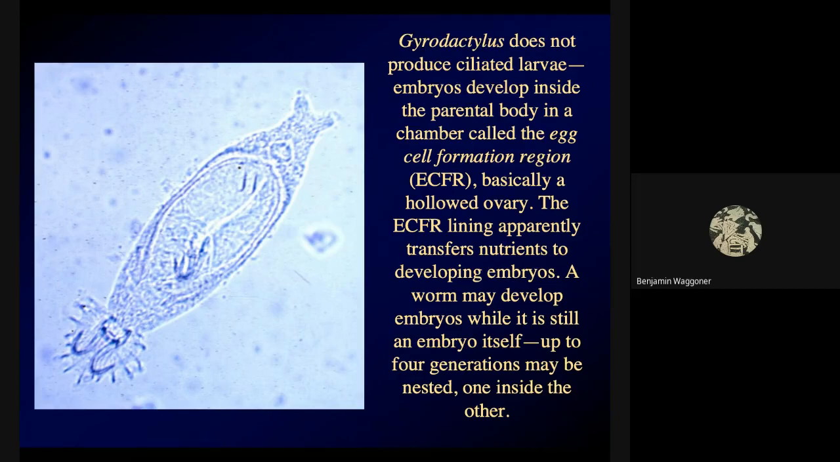And apparently the embryos actually get nutrition from mom through the lining of the egg cell formation region. So if you thought that mommy nurturing unborn babies inside her womb was unique to mammals, it's not. Scorpions do it, and so do Gyrodactylus monogeneans, which is really cool. And in fact, a worm can develop embryos while it's still an embryo. You can have up to 4 generations nested one inside the other. You actually get this in some other species as well. Certain mites will do this, where the females get impregnated by their brothers while they're all still inside mom.